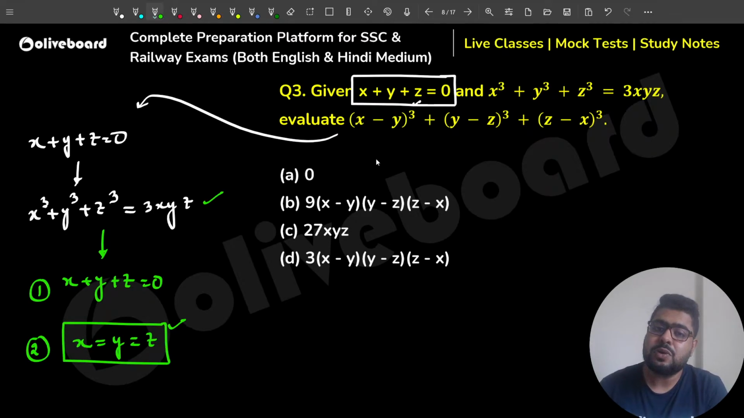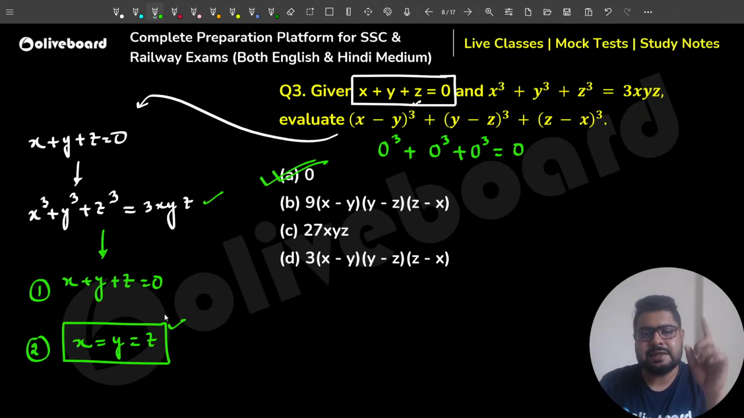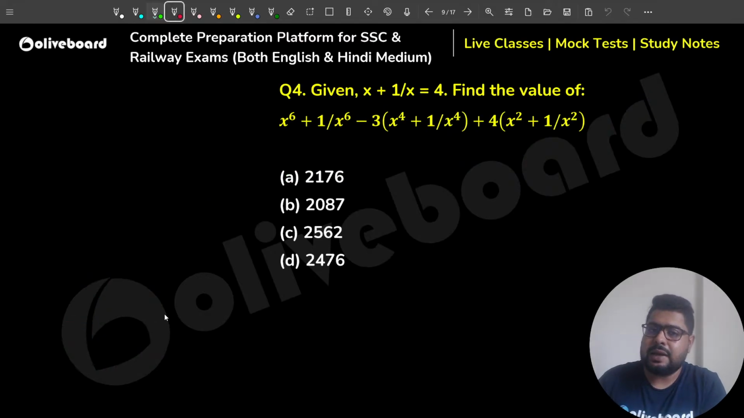Put that there. So this will become 0 cube, 0 cube, 0 cube, which is 0 only, sir. Because all three values are equal to each other: x is equal to y, is equal to z, z is equal to x. So you can do that directly. I have overlooked that. Acha.